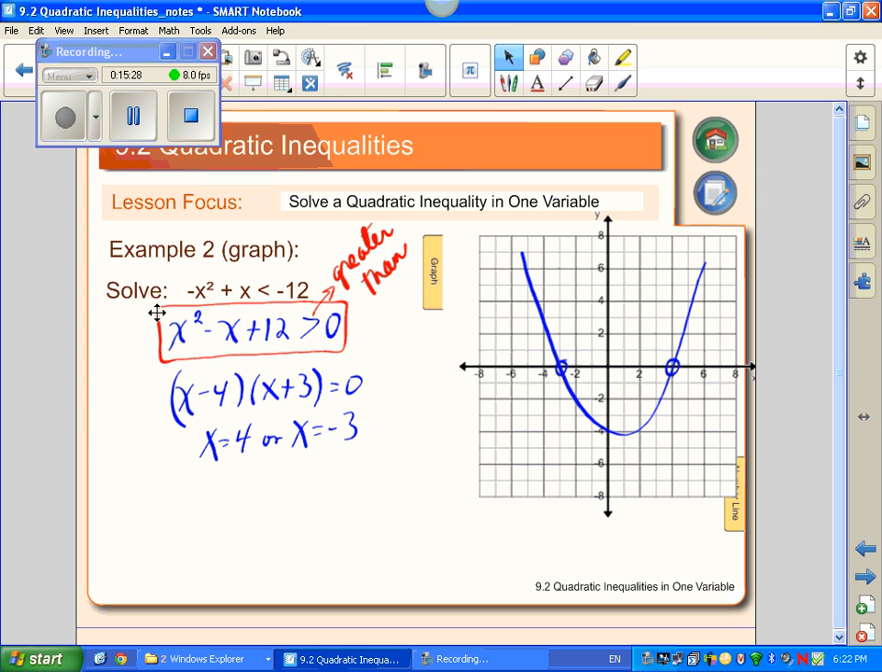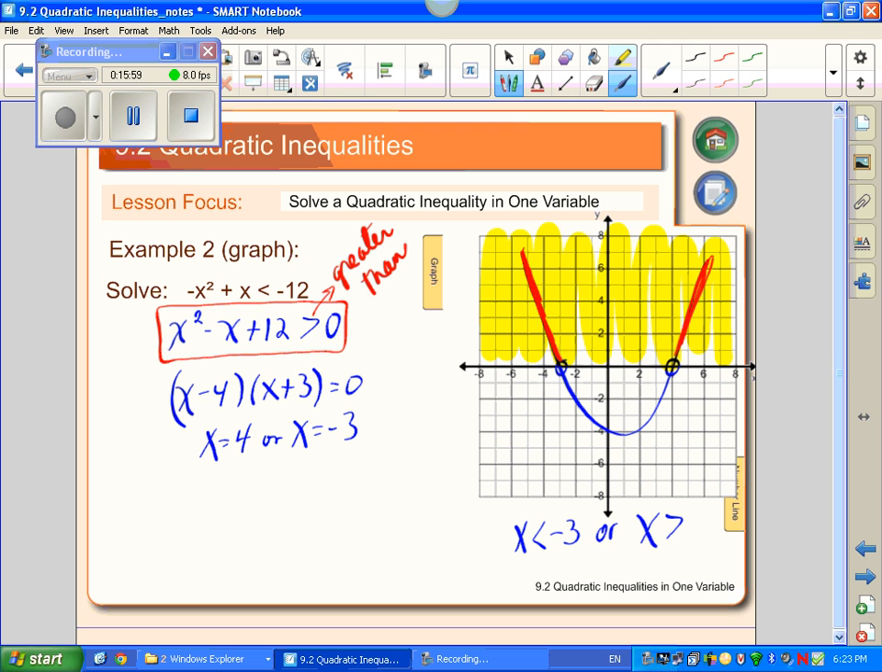So visually, we are wanting to know where is the parabola in this region, and we can tell that it's in this region here and here. The inequality statements that would go with that would be that x is less than -3, or where x is greater than +4. That is where this parabola is greater than 0. So here is my inequality statement, the answer.